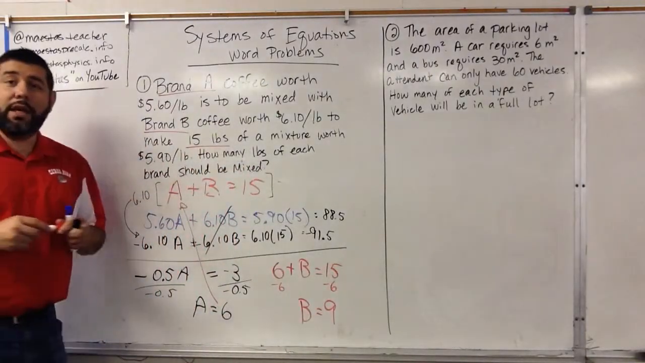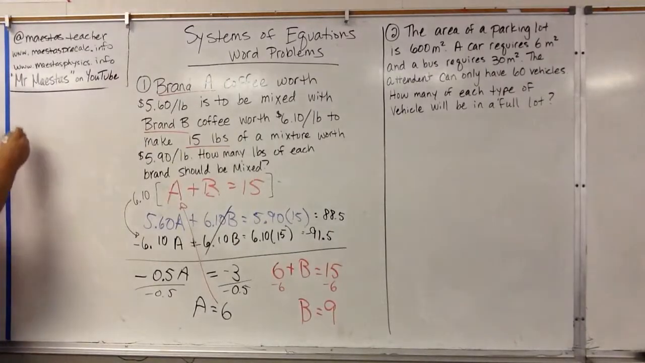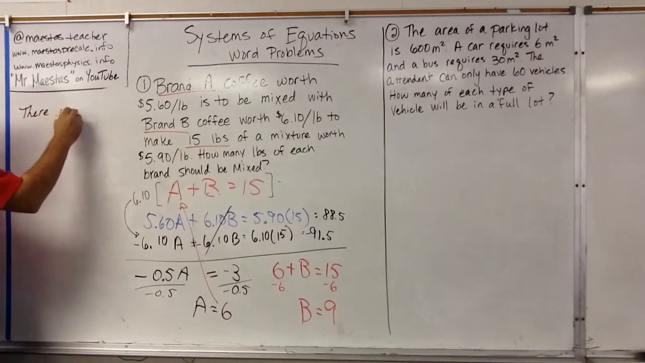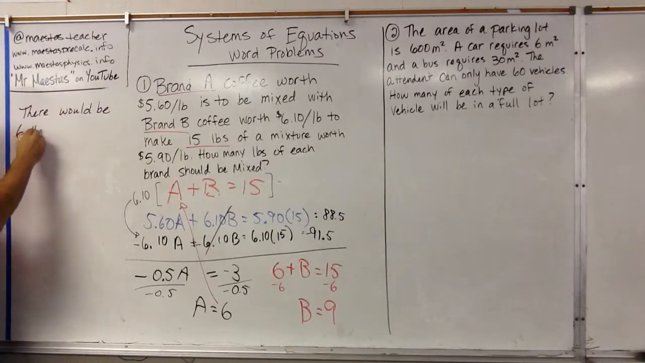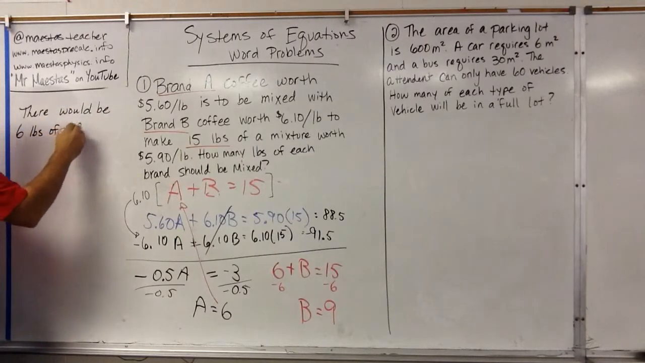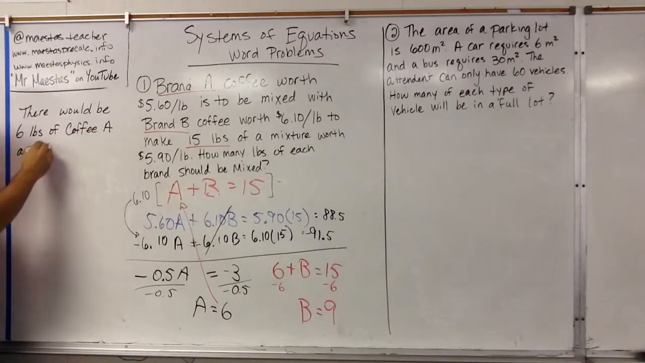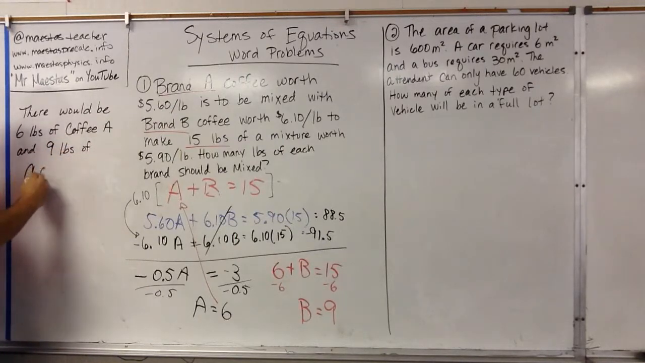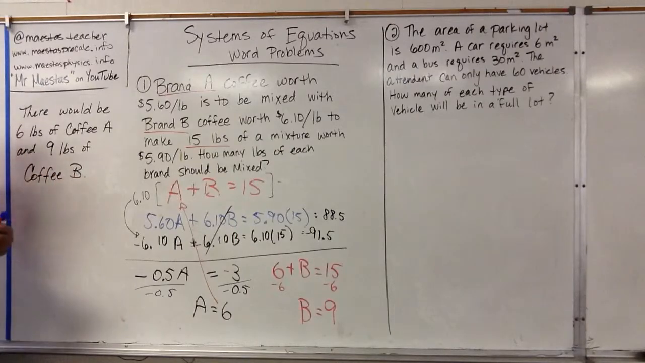So ideally, I would like to put this in a complete sentence. I would say that there would be 6 pounds of coffee A and 9 pounds of coffee B. Okay, so that's that one.